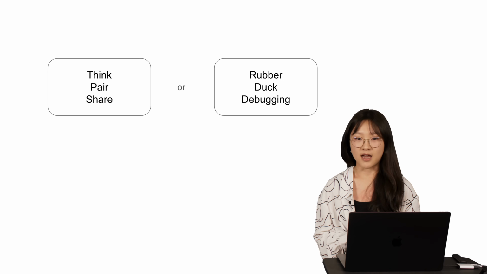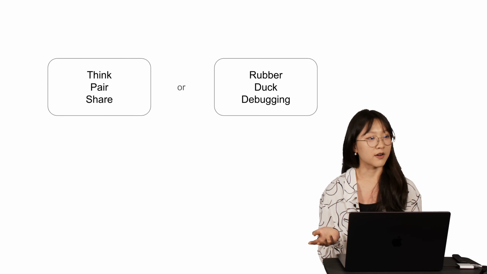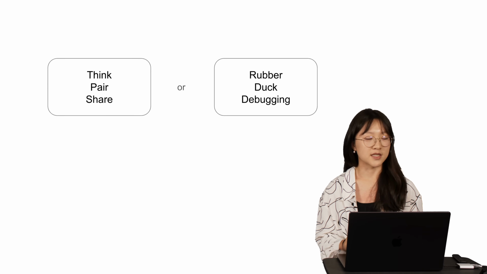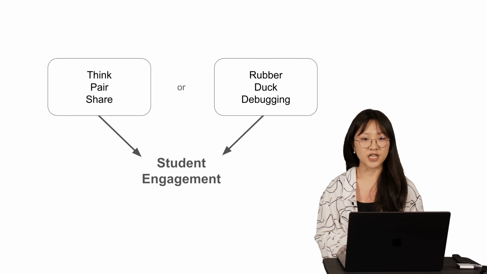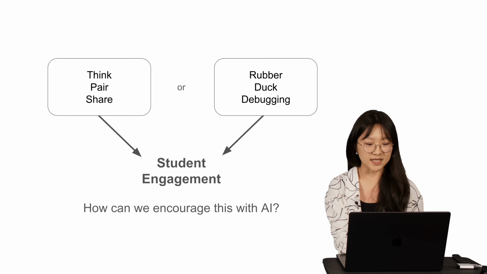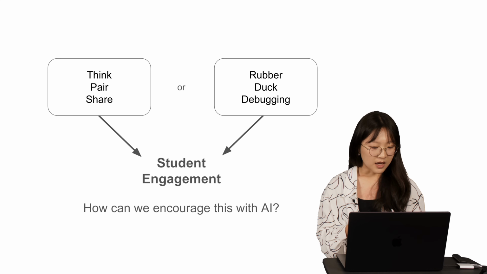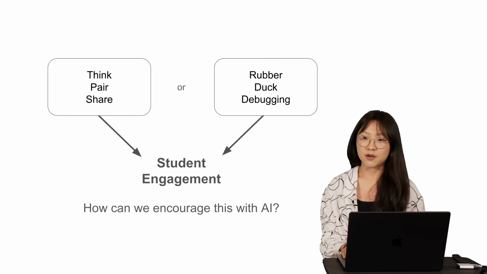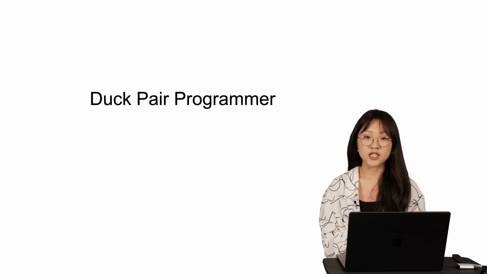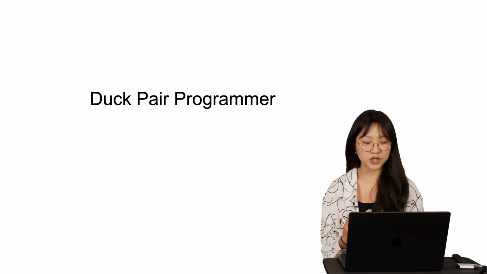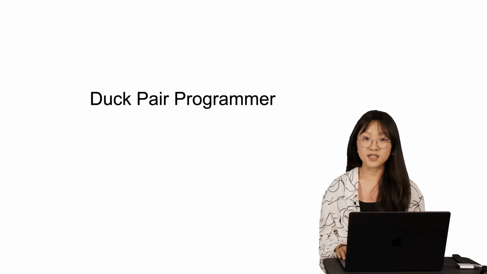And this is something that I'm sure all of our instructors are also aware of in the way that we teach our students computer science. So knowing that we want to have more student engagement, how can we make that more accessible with AI? So the first idea that we had is maybe we can create a duck pair programmer, where we're given a prompt, a student sends code and their question to a duck, and the duck gives them advice.